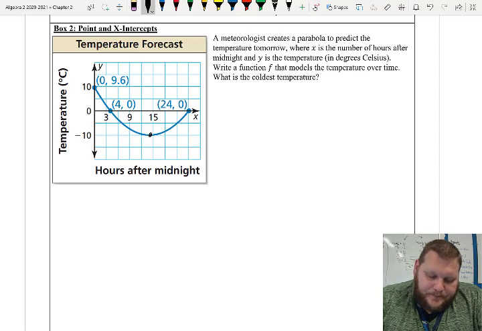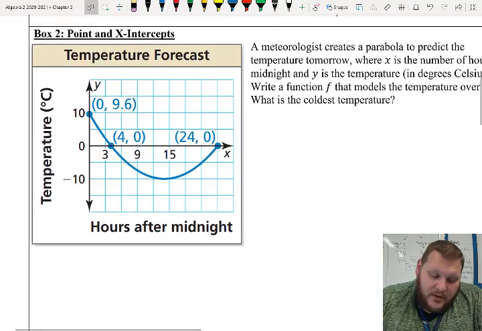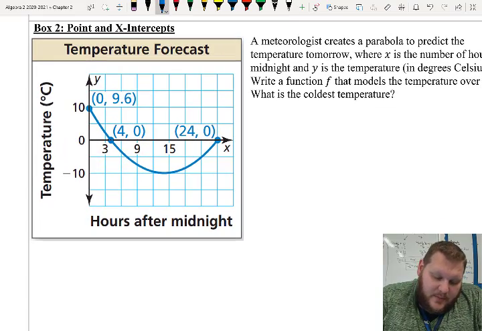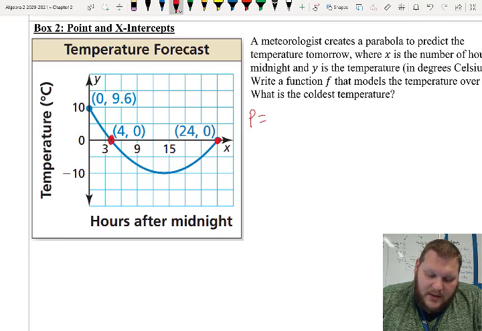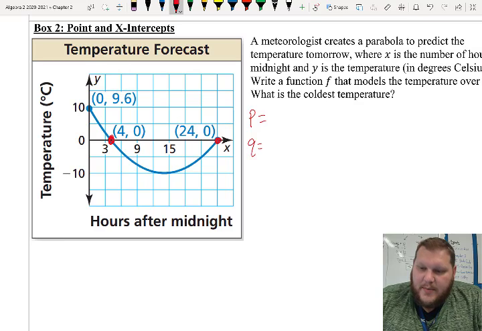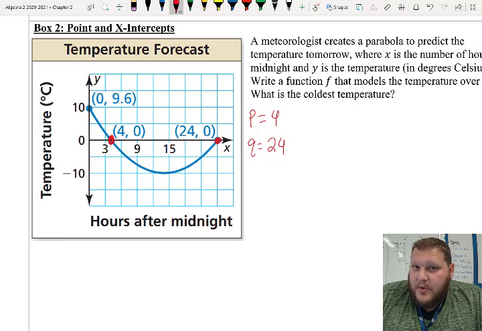That's the lowest point. So with the information that we're given, we are told these 2 points right here. I'm going to use a different color so you can actually see them. We've got (4, 0) and (24, 0). Those are our 2 x-intercepts, so that would be my p and q value. It doesn't really matter which one is which, but p I'm going to say is 4, q is 24. And then we have some other point, (0, 9.6), which is actually a special point. It's my y-intercept, right? That's (0, 9.6).